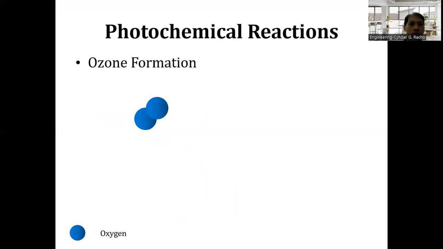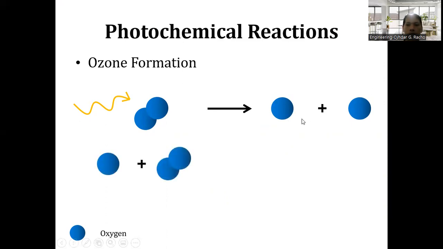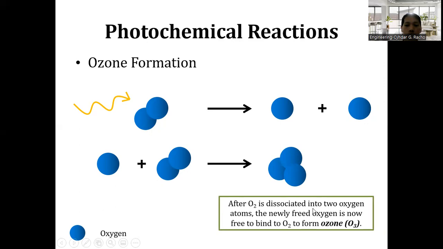Now let's look into the ozone formation. How is ozone formed? There is again the action of photochemical reaction happening here. You have your oxygen, and the electromagnetic radiation causes it to dissociate into free oxygen. This free oxygen can find another diatomic oxygen, which it can interact with to form ozone, or O3. So after O2 is dissociated into two oxygen atoms, the newly freed oxygen is now free to bind to O2 to form O3.